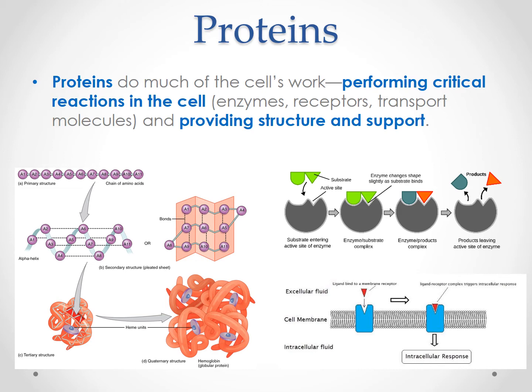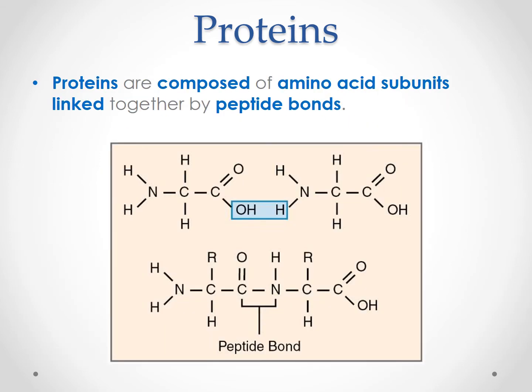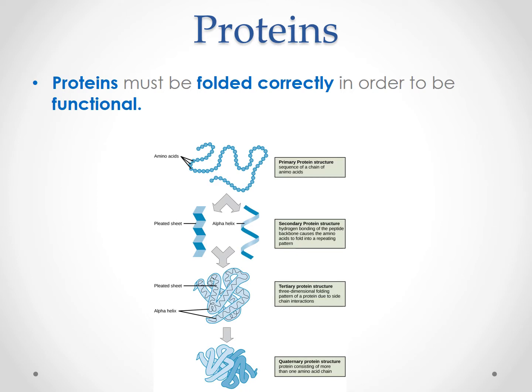We should know from 148 already that proteins are composed of these amino acid subunits, and these are linked together by peptide bonds. Remember that peptide bonds occur between the carboxyl group of one amino acid and the amino group of the other. This should already look familiar to you, but we consider the amino acids to be the monomers that form the polymer protein.